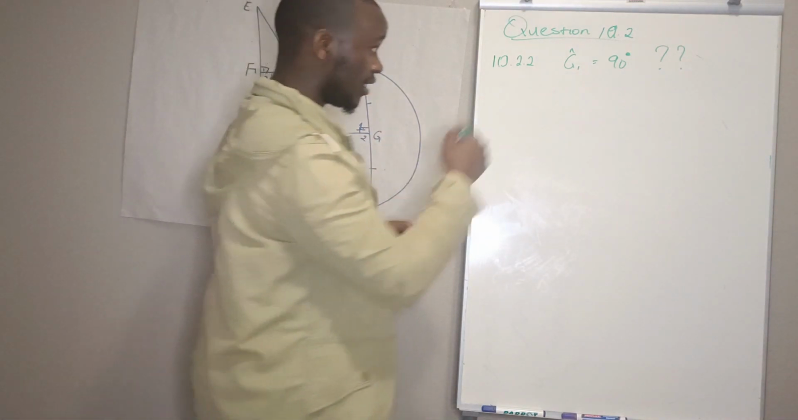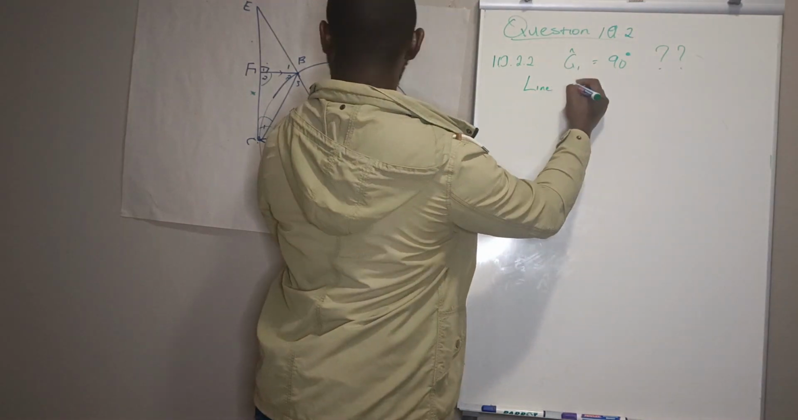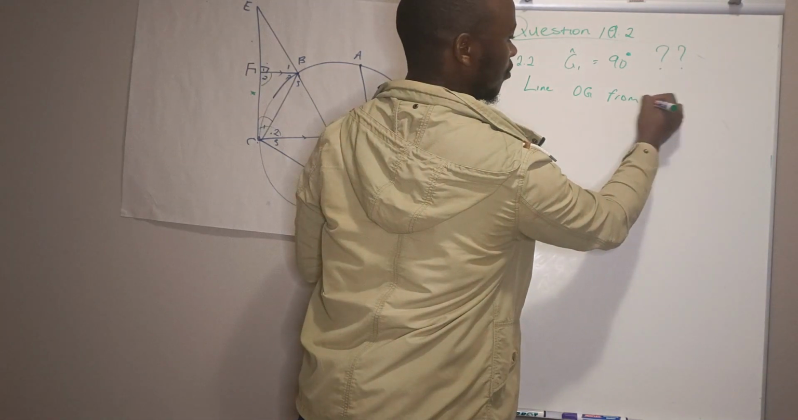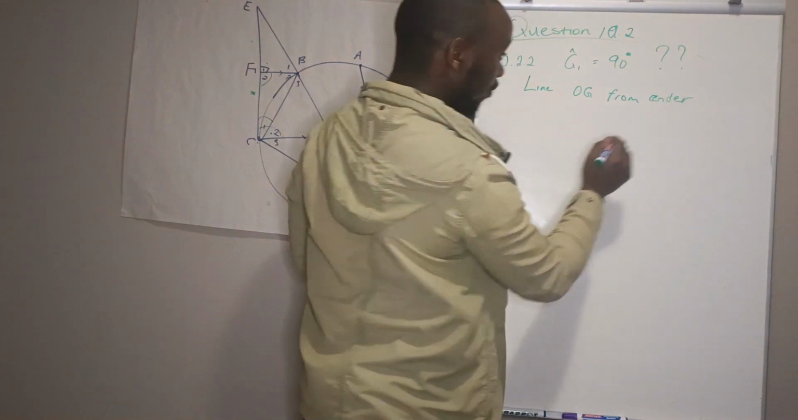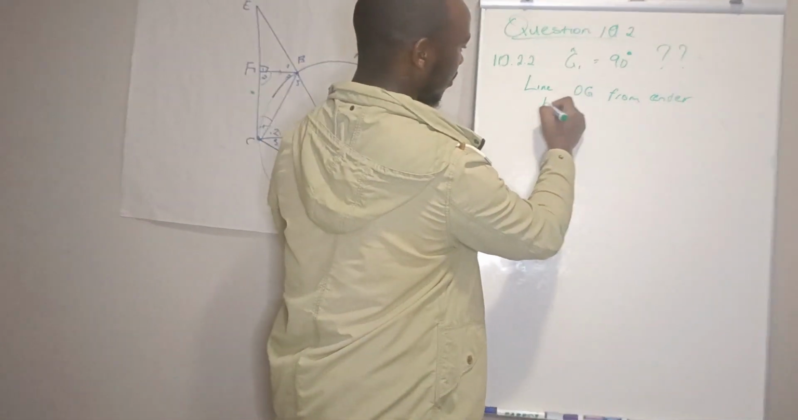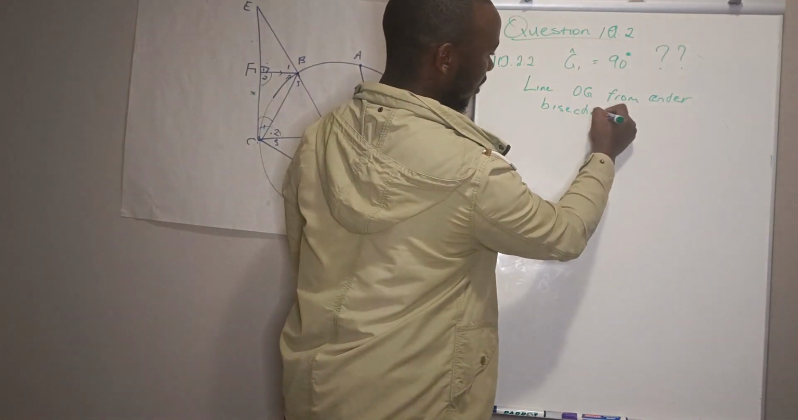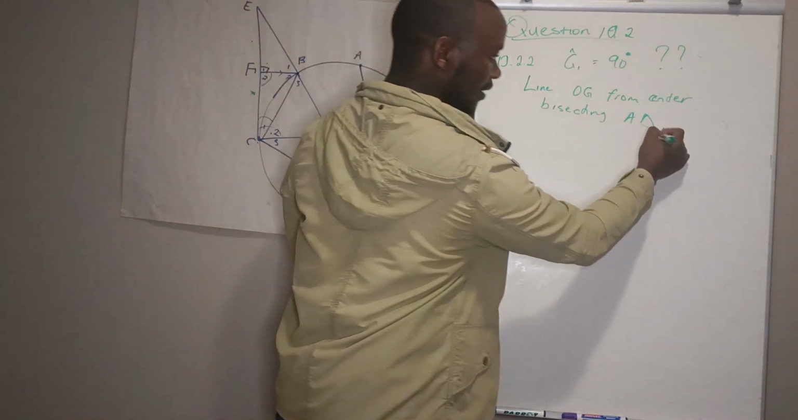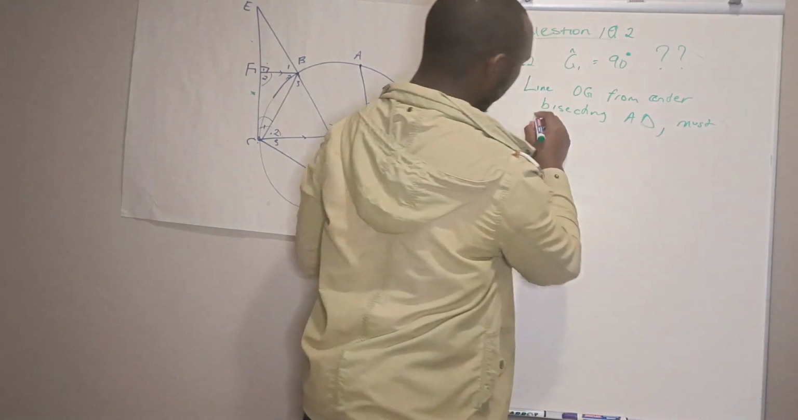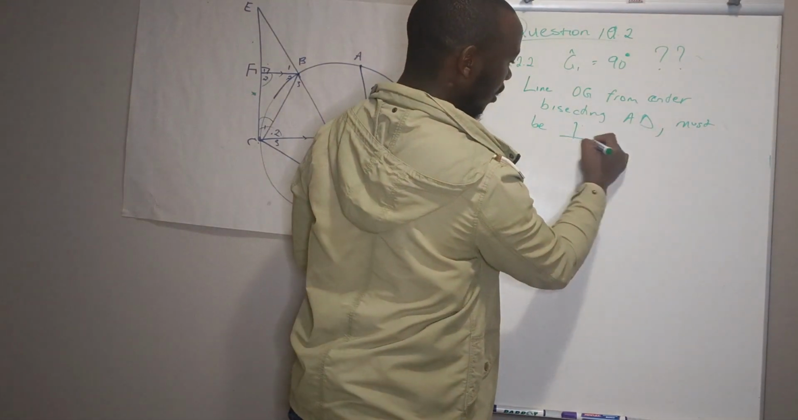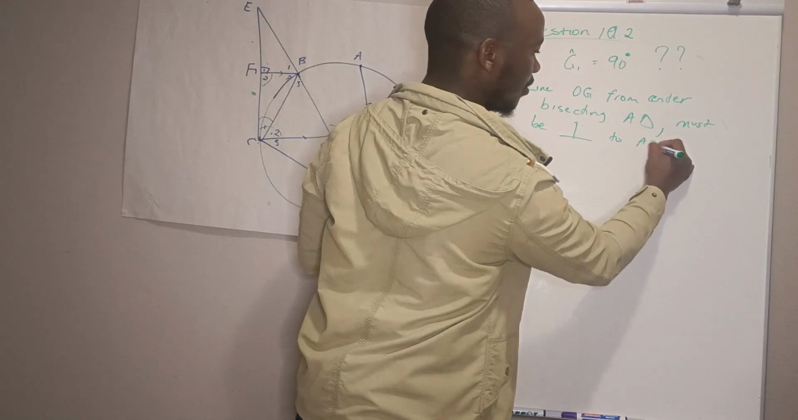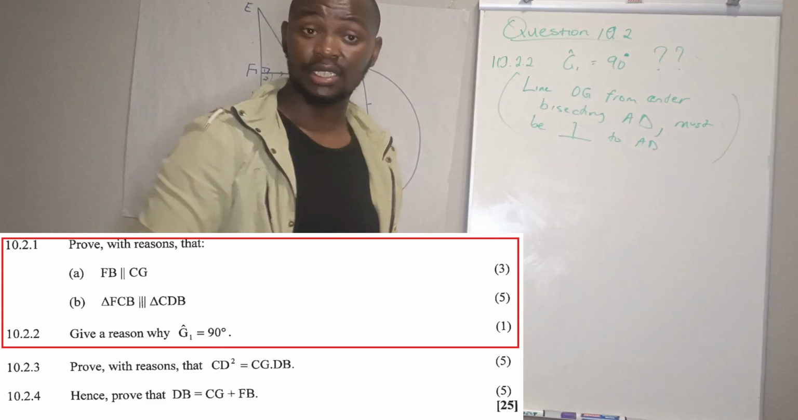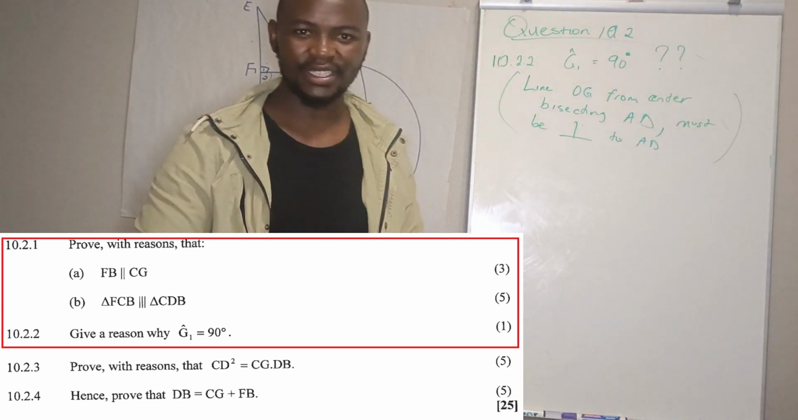So the reason is that line OG from center, bisecting AD, must be perpendicular to AD. That is the rule of thumb. And therefore, G1 is indeed equal to 90 degrees, and we are done.